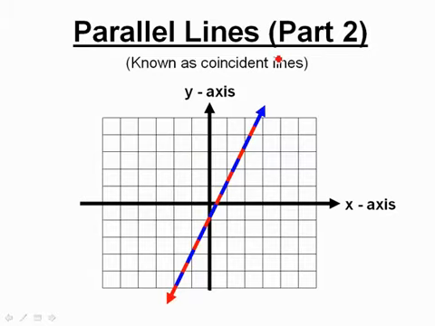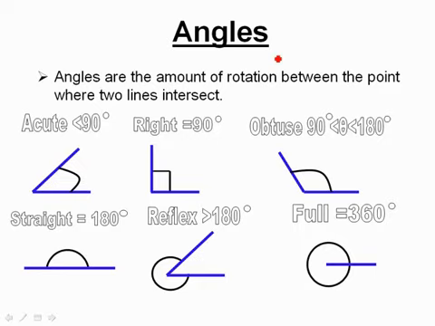Okay, so moving on. Angles. Angles are the amount of rotation between the point where two lines intersect. So essentially you have two lines that intersect, say these two lines, and you want the angle here. Then you're measuring essentially the amount of rotation between the two lines. So basically measuring the difference between the slopes.